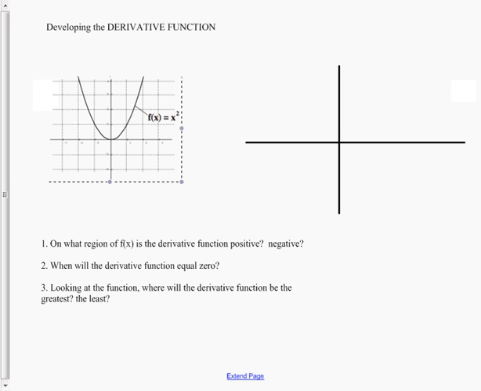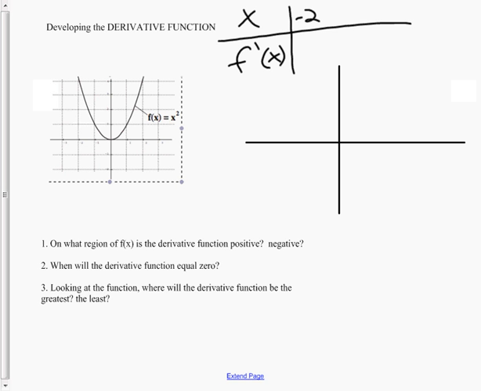What we want to do is take a function, and here on the left we have the function f of x equals x squared, and we want to develop the derivative function. Up until now, we've looked at derivatives at a point, but now we want a derivative function, so the derivative at any value of x. So what do we do? Well, we're going to use the same methodology. Let's think about different values of x and what the corresponding derivative would be.